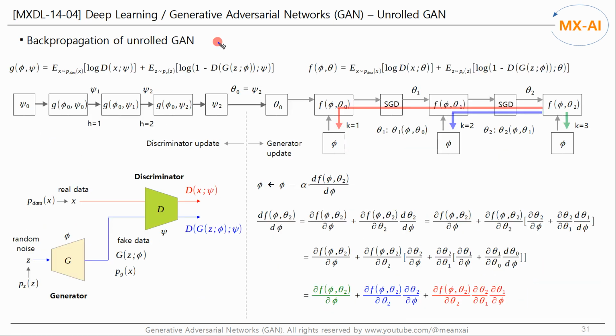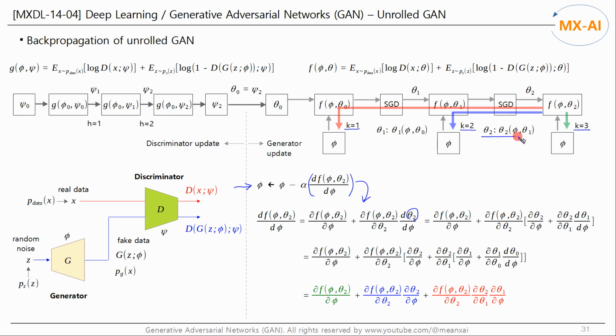Finally, let's look at the backpropagation of unrolled GAN. During unrolling, the generator is updated as follows. The gradients of F are backpropagated throughout the 3 unrolling steps. This is very similar to how recurrent neural networks are unfolded in time and how gradients are backpropagated through time. As we saw on the previous page, the total gradient of F with respect to phi can be written as follows.